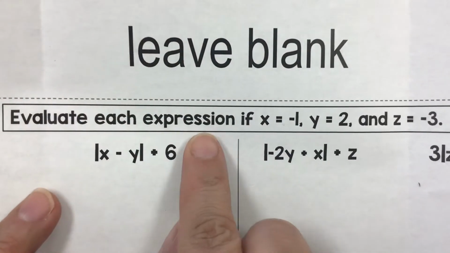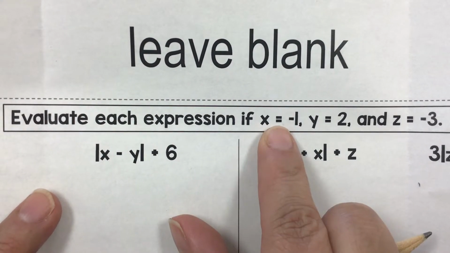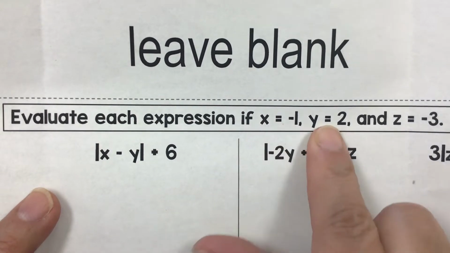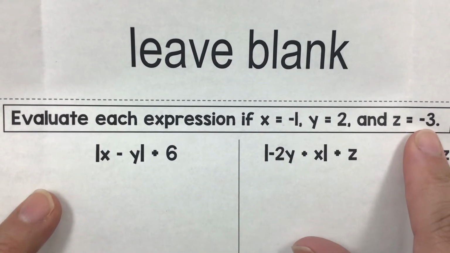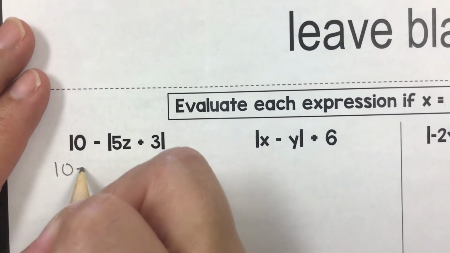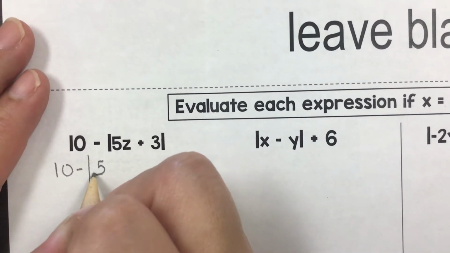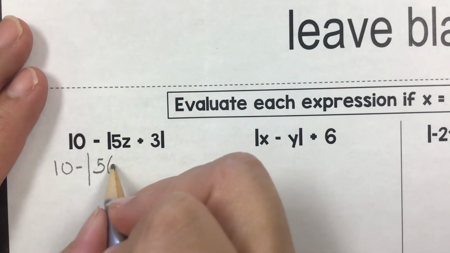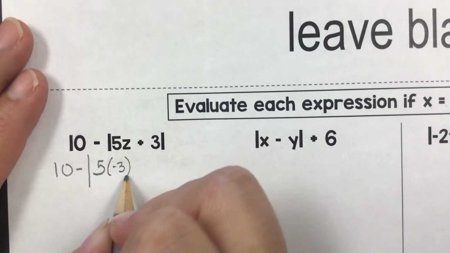Let's try it again. If you open it up, we've got the front part, and it says, evaluate each expression. X is equal to -1, Y is equal to 2, and Z is equal to -3. 10 minus the absolute value of 5 times Z, where Z is -3, plus 3.